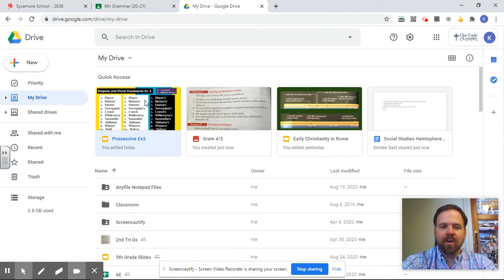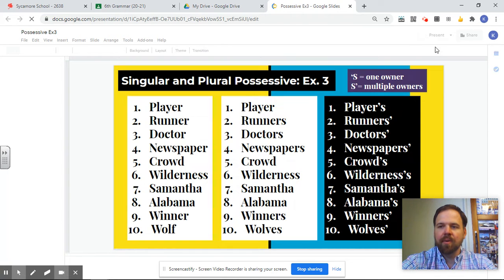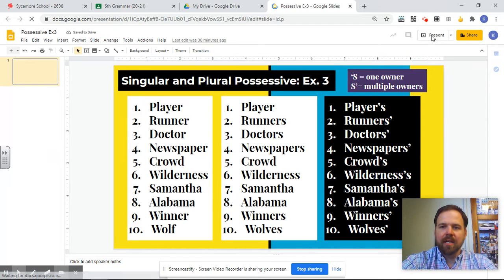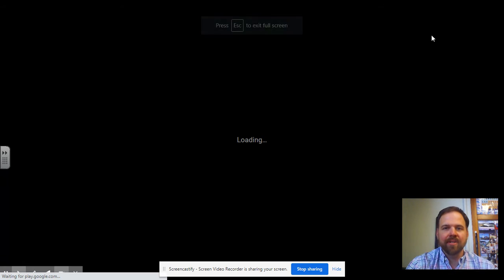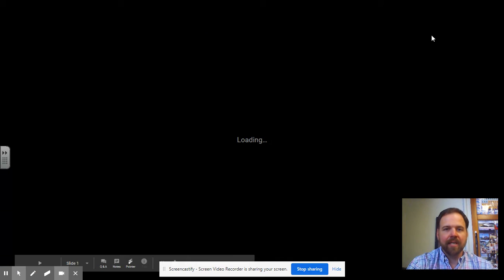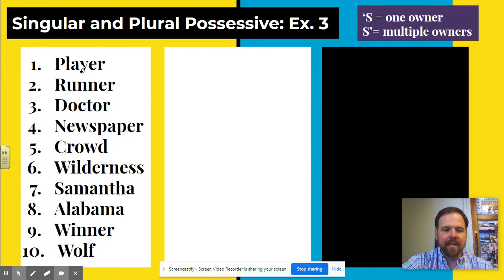So let's go ahead and start with our review of exercise 3 here. I'm going to take this one kind of slow because it has answers on it clearly, but we want to walk through the answers and really see how we got there. Okay, so this is exercise 3 from the other day. And if you notice, what I did here is I just put all of the starting words from the paper in the first column. So we have player, runner, doctor, newspaper, crowd, wilderness, Samantha, Alabama, winter, and wolf.